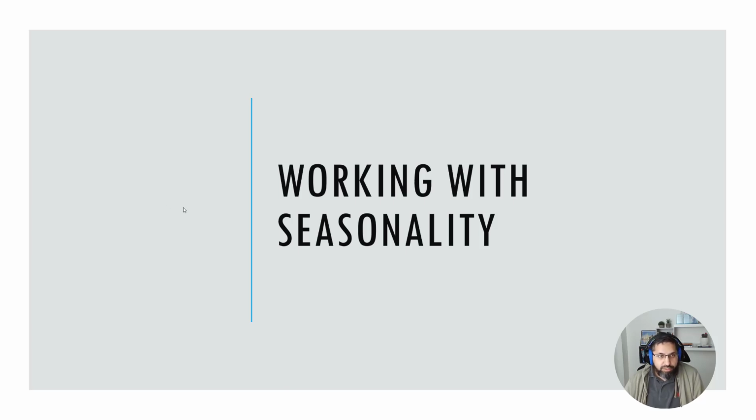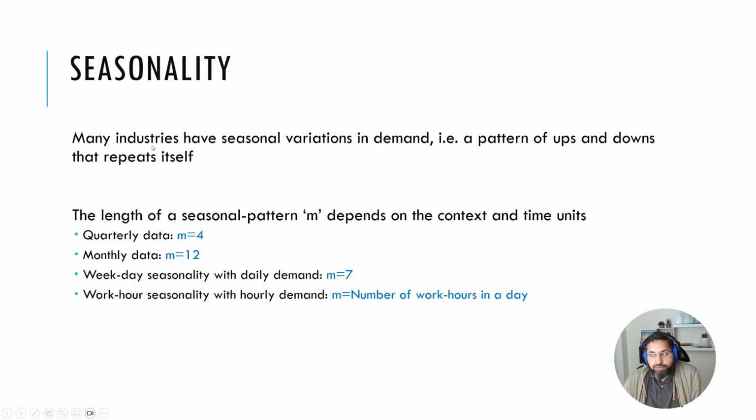Now we're going to work with seasonality to see if we have seasonality in the data, how do we handle that in our forecasting. Many industries have seasonal variations in demand, which is a pattern of ups and downs that repeats itself. The length of the seasonal pattern, we will refer to that as M, i.e. M time periods. The pattern will repeat after every M time periods. With quarterly data, you may have what we call quarterly seasonality, where M equals 4. So every 4 quarters, the sales pattern repeats.